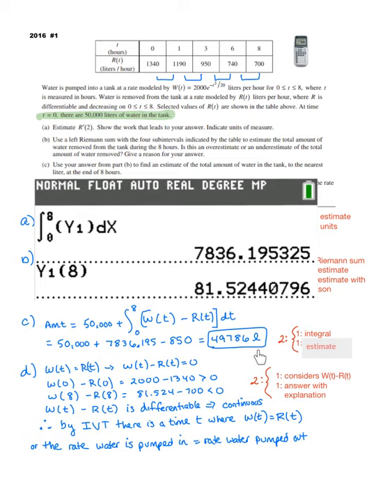So for the points, 2 points for part C: 1 point for writing this integral, and 1 point for your estimate answer.